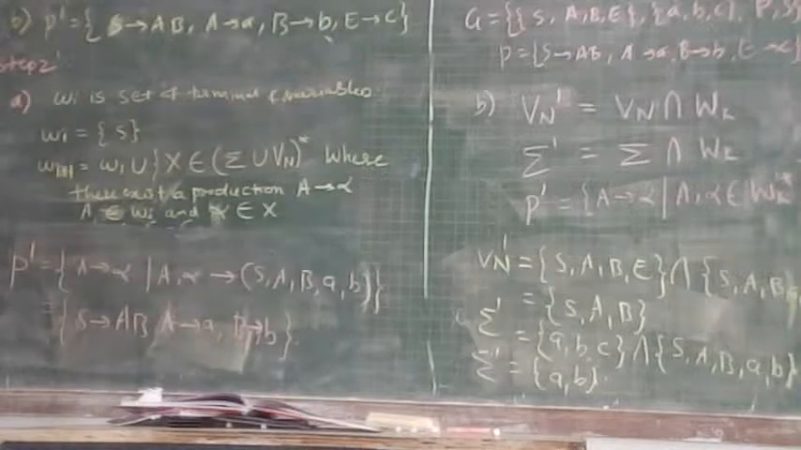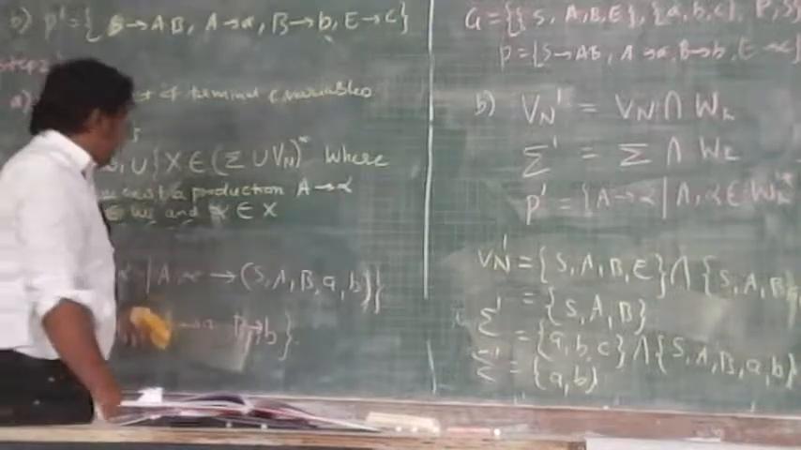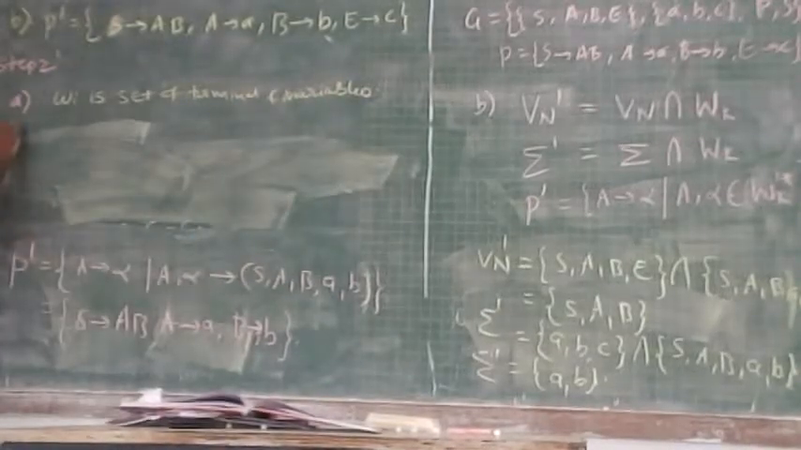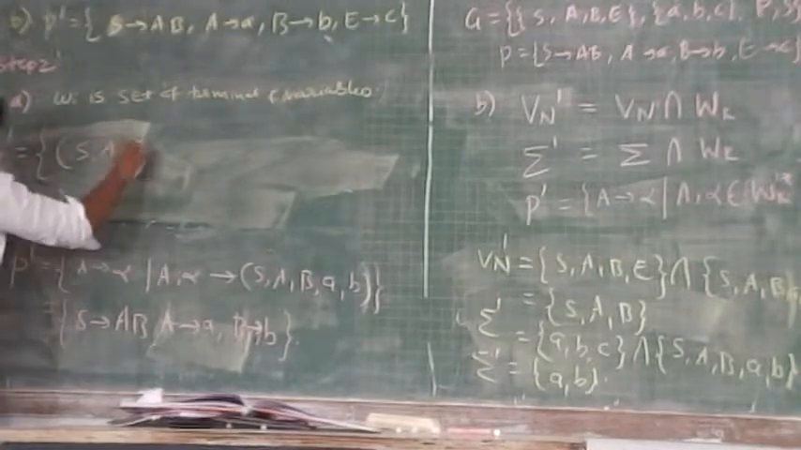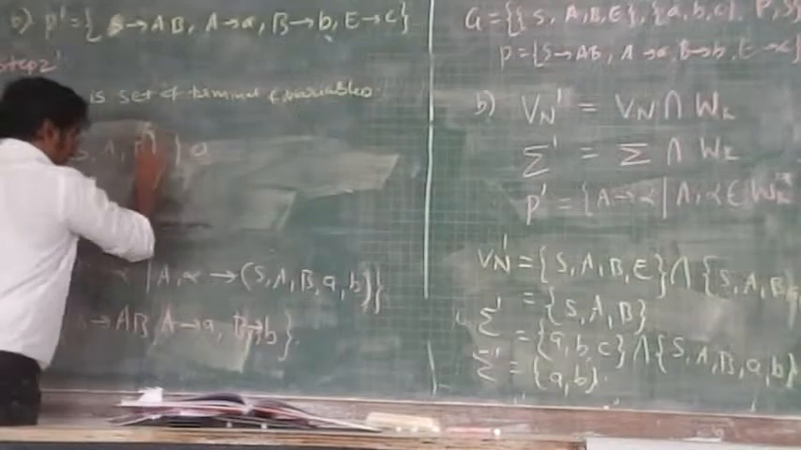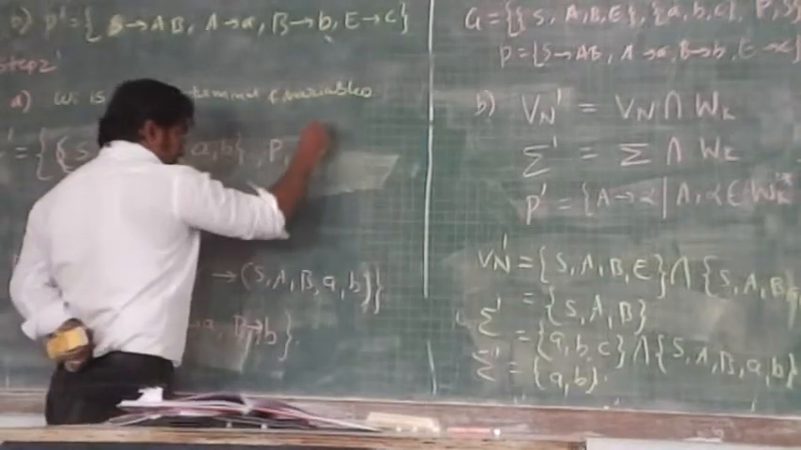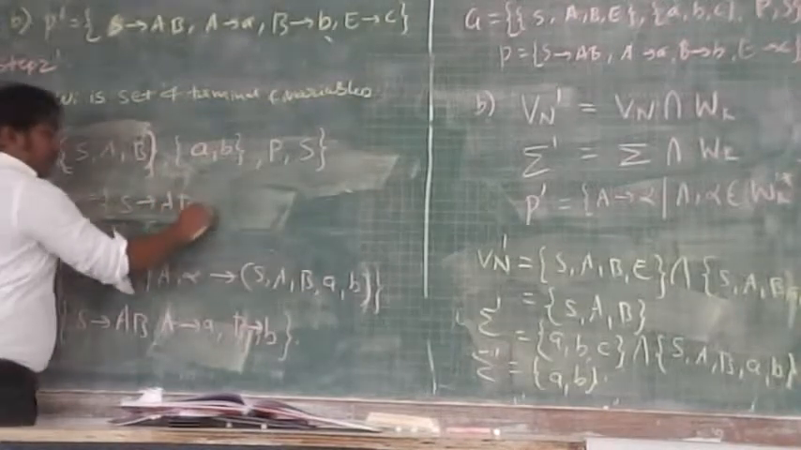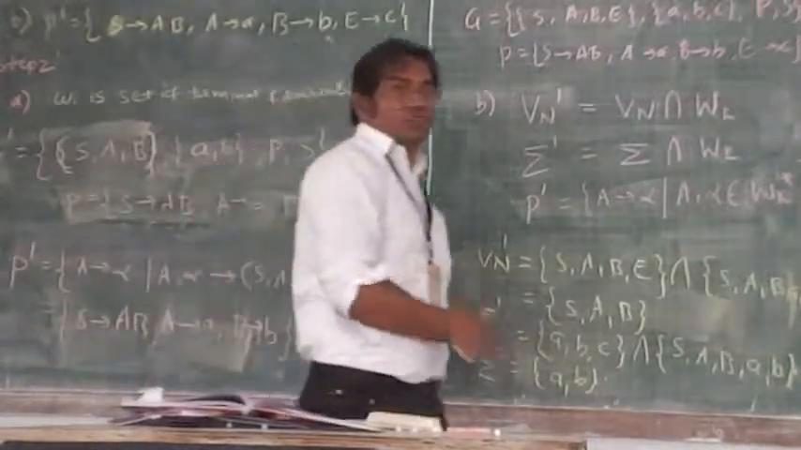These will be the only productions you will find at the end of P dash. So if you see the grammar G dash, in the second step we got S, A, B, sigma small a, small b, P, S, where P contains S implies AB, A implies a, B implies b. So this is my reduced grammar.